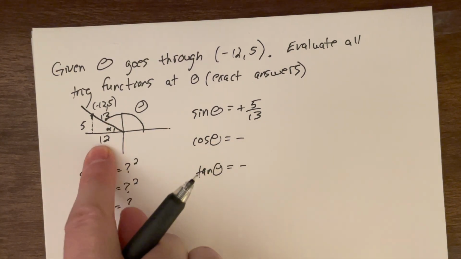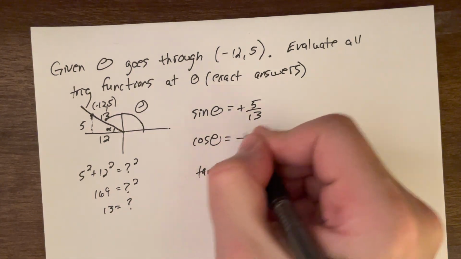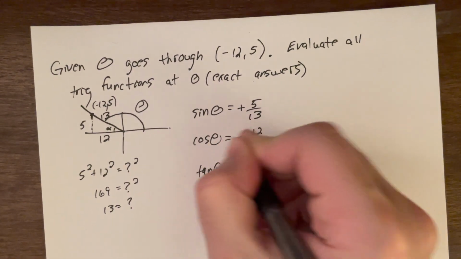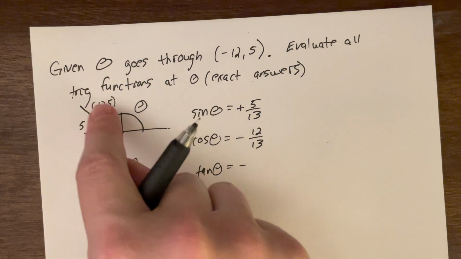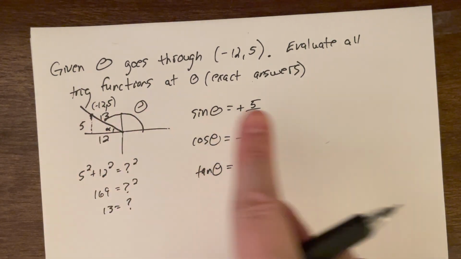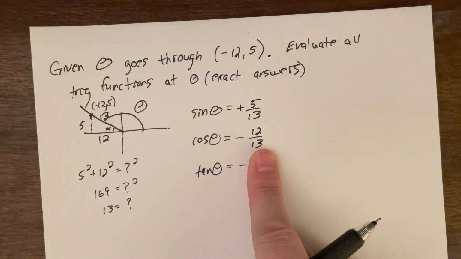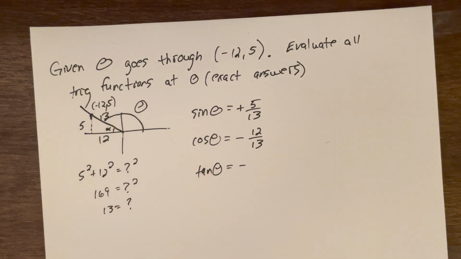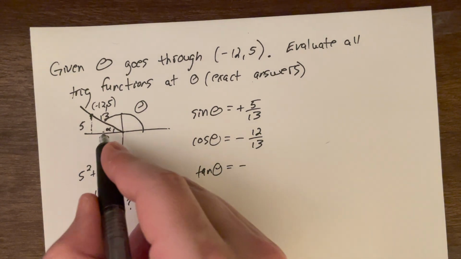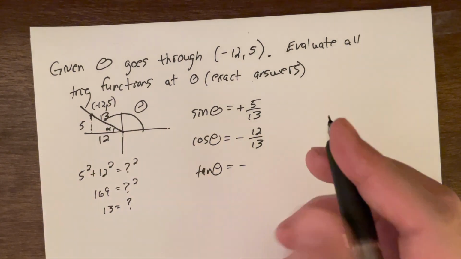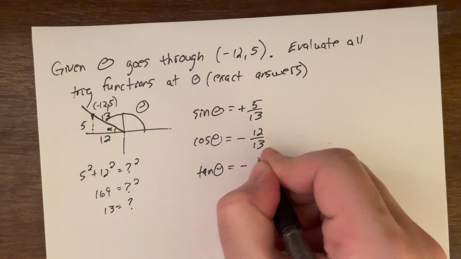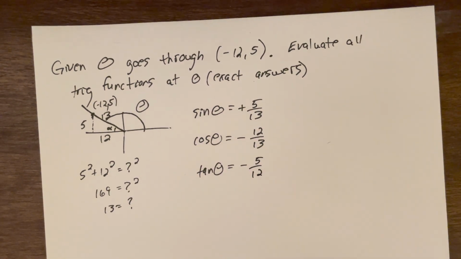Cosine, we'll do adjacent over hypotenuse. We already got the negative. If you hadn't, make sure you don't forget that, but then adjacent over hypotenuse. The quadrant gives me the plus or the minus, and then the triangle is how I get the numerical values. Similar for tangent, negative from the quadrant, 5/12, opposite over adjacent for the value.